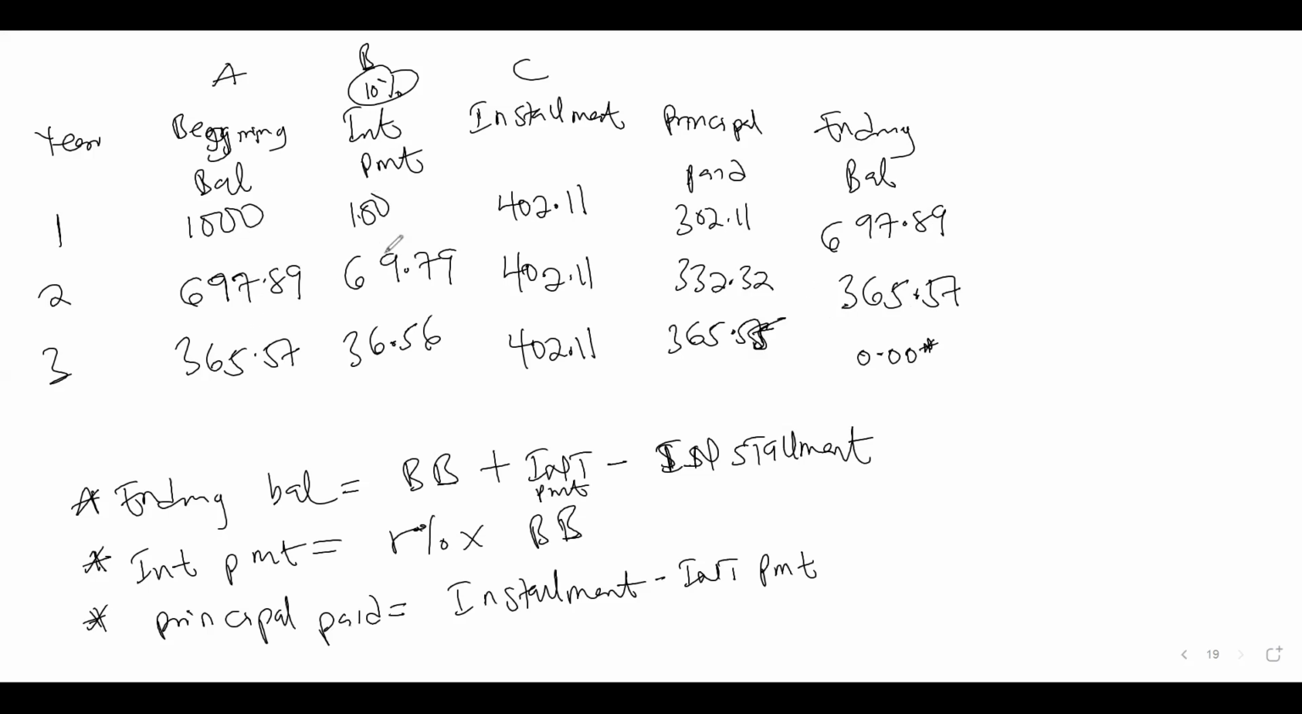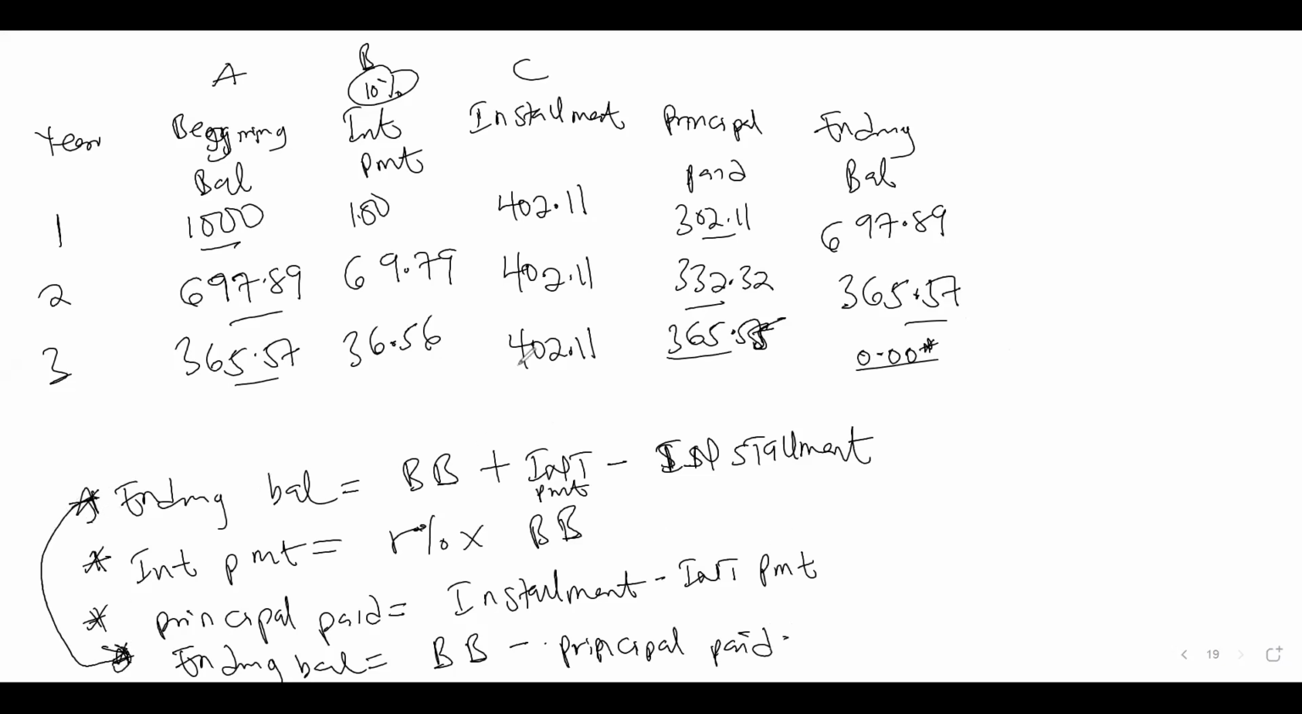However, let me show you a much shorter way of getting the ending balance. If you have beginning balance, interest, installment, and principal paid, another way of getting the ending balance is simply beginning balance minus principal paid. When you subtract this from this, you get this. That's another way of doing the ending balance. These are two ways, all right?